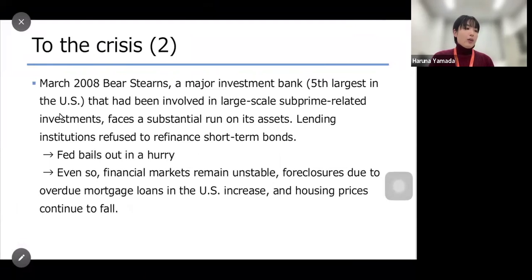In March 2008, Bear Stearns, a major investment bank, the fifth largest in the US, which had been involved in large-scale subprime-related investment, faced substantial losses on its assets. Lending institutions refused to refinance Bear Stearns' short-term bonds. The Fed bailed it out in a hurry. Even so, financial markets remained unstable. Foreclosures due to overdue mortgage loans in the US increased, and housing prices continued to fall.